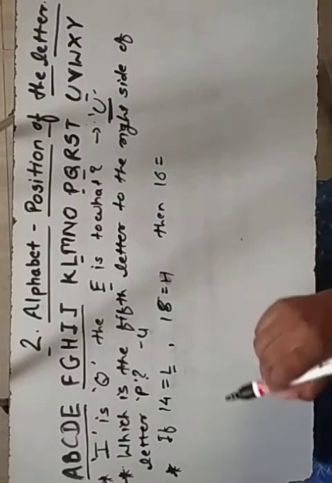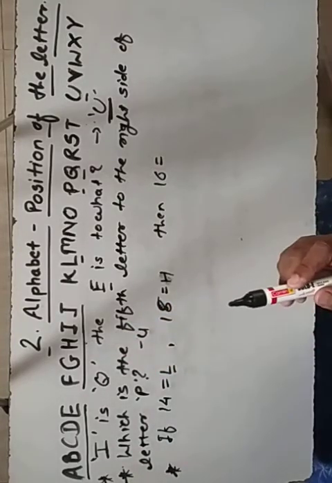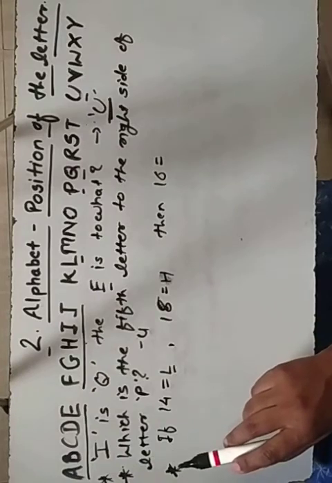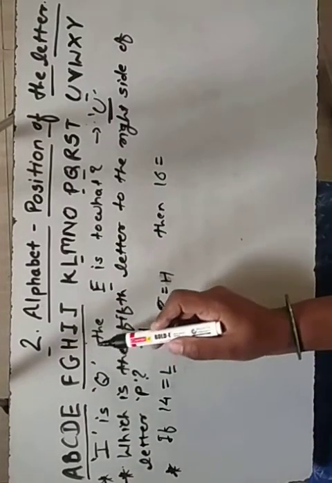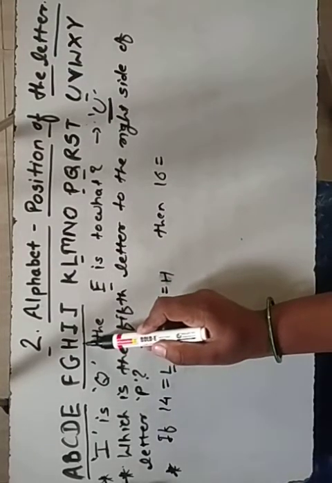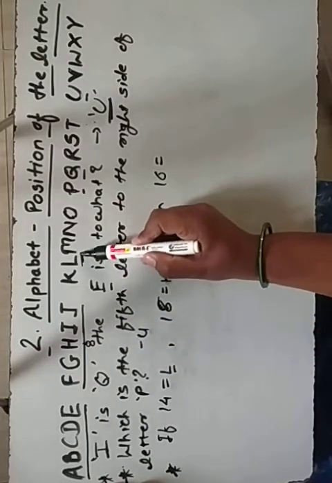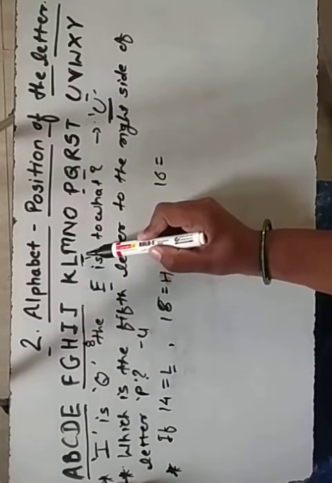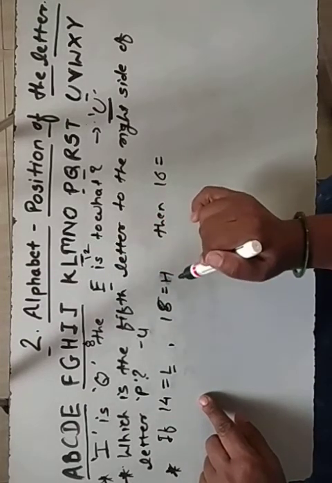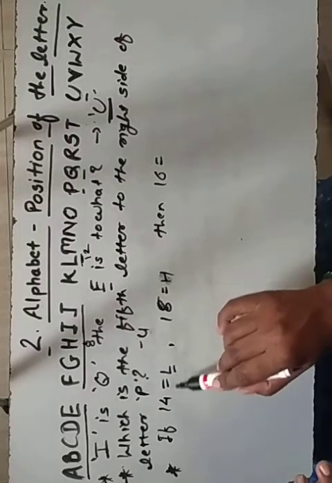Now we will find the position of H. H is here. What is the position of H here? From the left side, it is at which position? We see that it is at position 8. L is also from the left side at position 12, but here it is 14. So 12 plus 2 is 14.